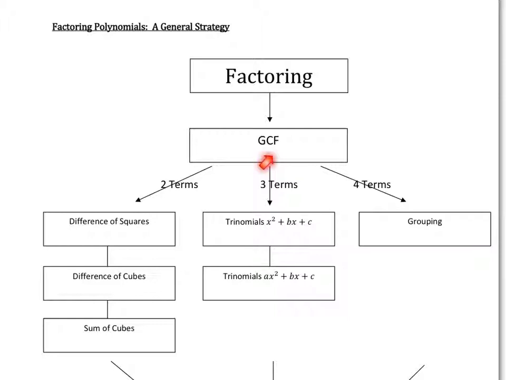After I factor out the GCF, I'm going to determine how many terms my polynomial has, because depending on the number of terms, there's a different method. For instance, for polynomials that only have 2 terms, there's only 3 ways to factor it. It's either going to be a difference of squares, a difference of cubes, or a sum of cubes. And we know for a fact what formulas we'll follow to factor each of these 3 types of polynomials.